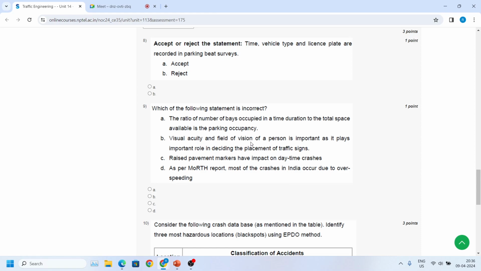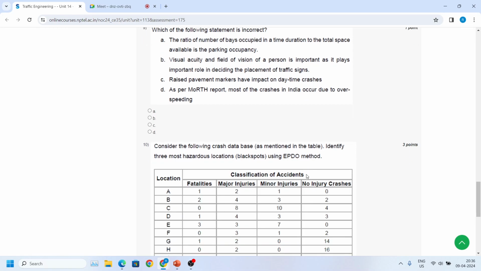Visual acuity and field of vision, this I have already discussed. So this raised pavement markers impact daytime crashes. So you have to check whether it's daytime or nighttime. So I'm only discussing it in detail here. And then this overspeeding thing, I have already discussed it in the class. It was something else there, but here it's overspeeding.